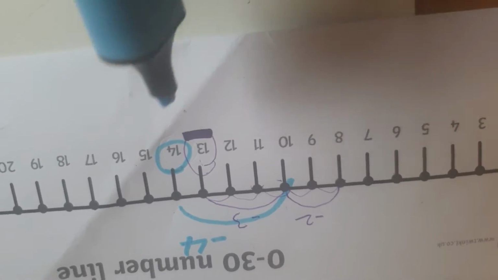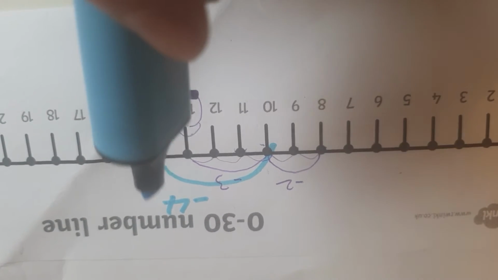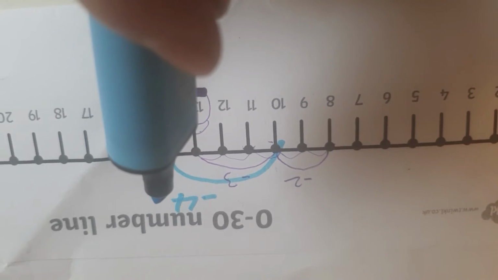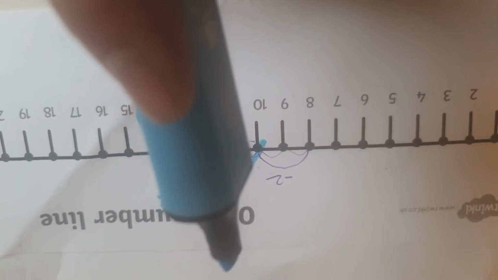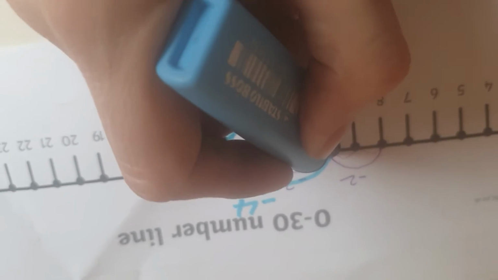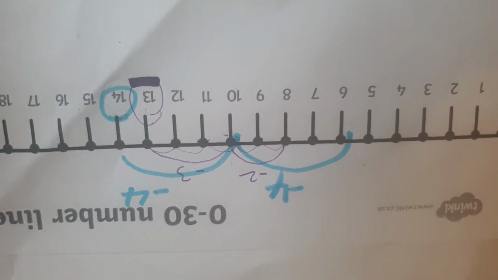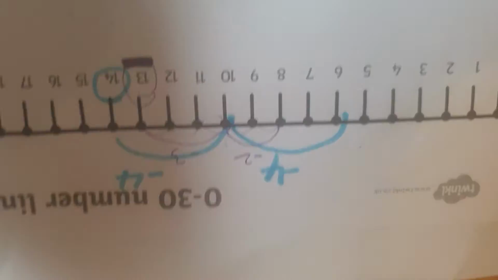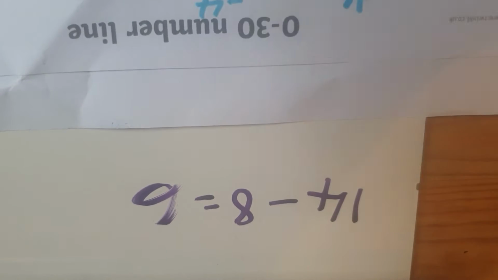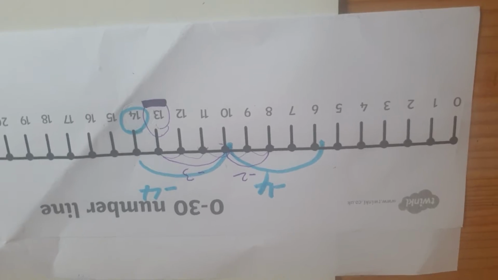And then, how much more do I need to take away? So I've taken 4 away from 8 already. So 8 take away 4 is 4. Then using my knowledge of number bonds, 10 take away 4 is 6. So 14 take away 8 is 6.